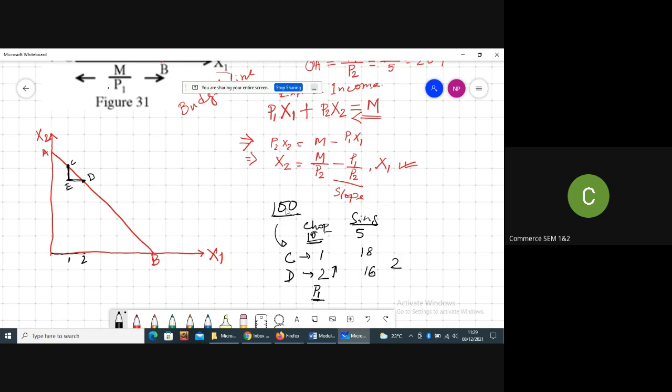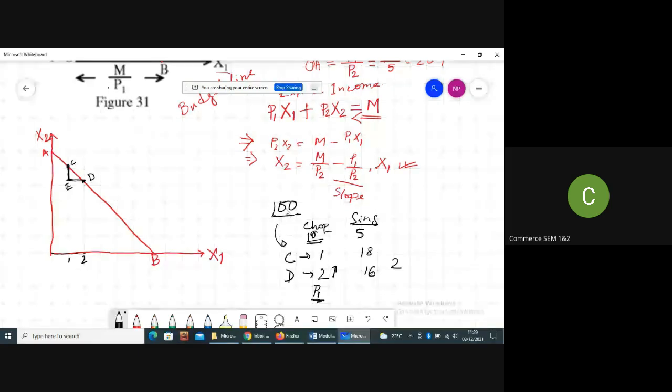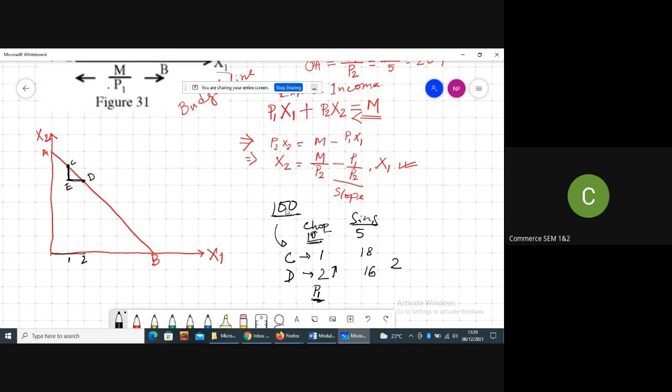Now, where will this extra 10 rupees or P1 price come from? P1 price will come from sacrificing some amount of the other commodity X2. So here P1 is 10 rupees. So to get this 10 rupees, we need to sacrifice 2 units of singara, so that we get 5 multiplied by 2, which is 10. Is that understood? Yes, sir.